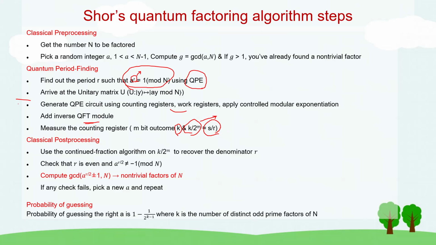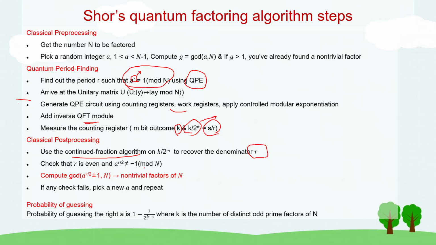Now you have to come to classical processing. There are algorithms, the continued fraction algorithm, to extract R. The only thing you have to do is again some sanity check. R should be even because you need to take a to the power of R by 2, and that should not be equal to minus 1.